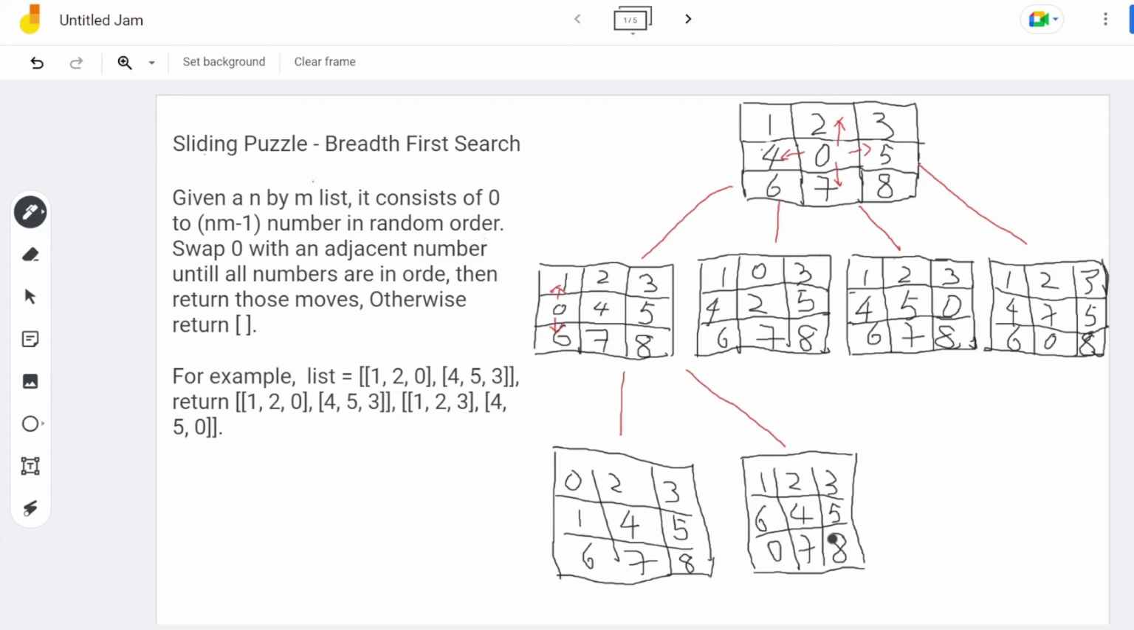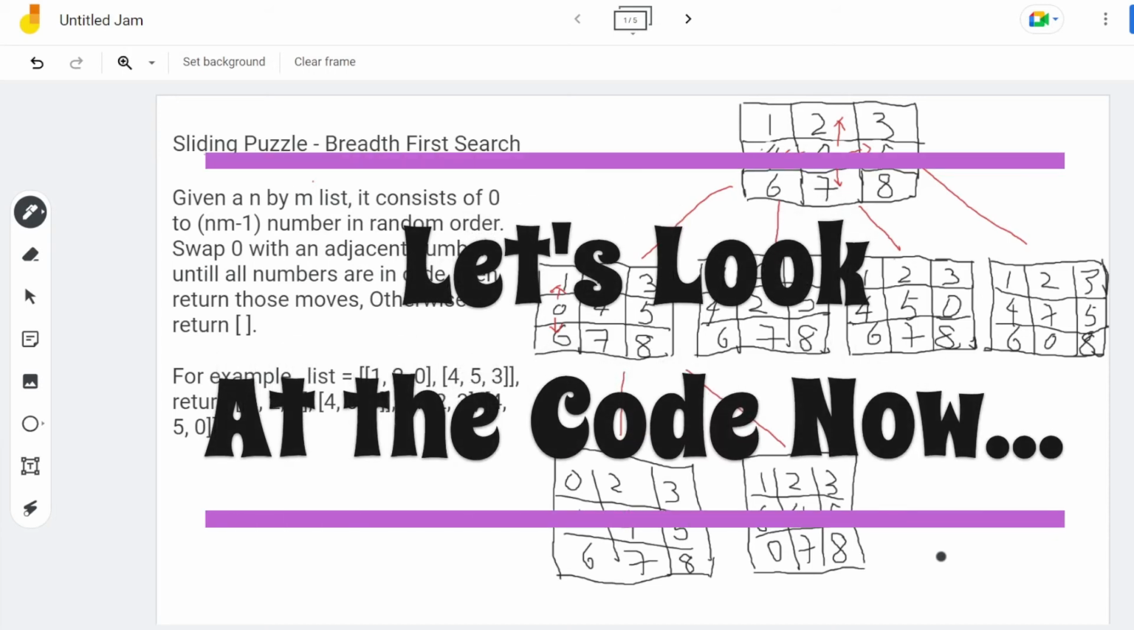They are still not our goal, so we have to examine the move choice after 0 move up. Repeat this procedure until we found our goal. To get the whole path to the goal, we just need to keep tracking the connection between the before and after move nodes. Now let's look at the code.